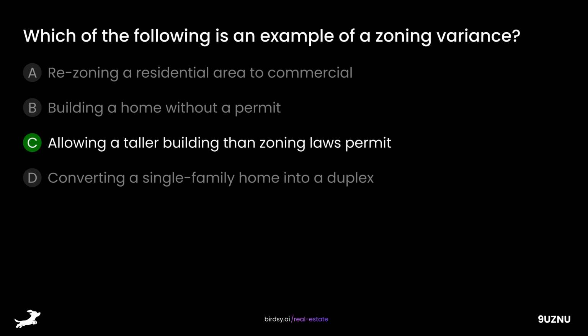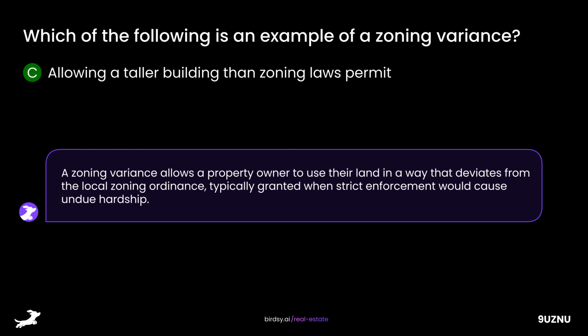The answer is C, allowing a taller building than zoning laws permit. A zoning variance allows a property owner to use their land in a way that deviates from the local zoning ordinance, typically granted when strict enforcement would cause undue hardship.